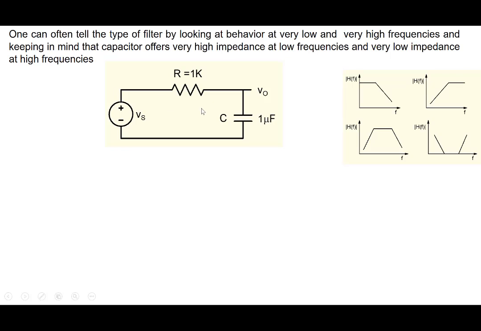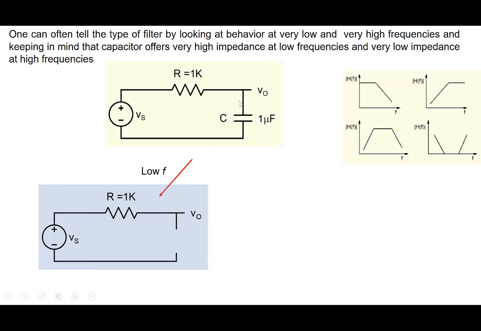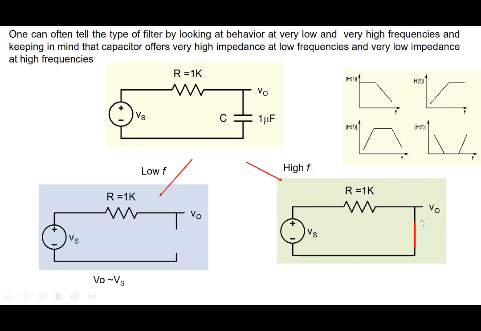So let's take this circuit. At very low frequencies, the capacitor, with impedance 1 by omega C, would act like an open. So qualitatively we say the capacitor is like an open, and so we have a circuit like this. Now we can easily see that V0 will be equal to Vs. Fine, that's low frequency. Then when we go to high frequency, the capacitor will act like a short. We replace it by a short here, and V0 is equal to 0.